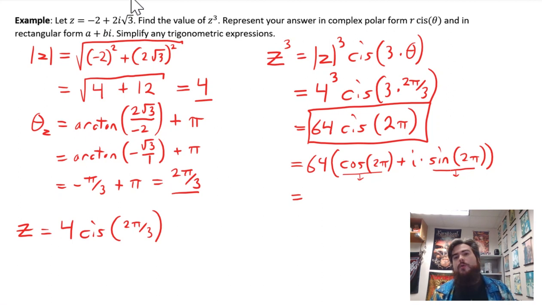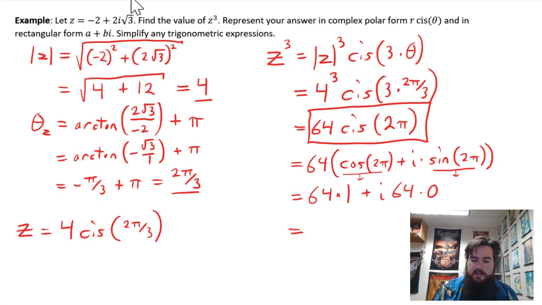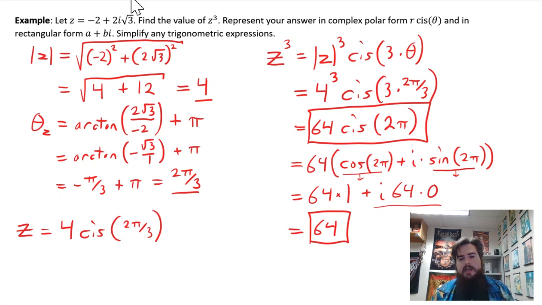Cosine of 2 pi I know would equal 1, so this would be 64 times 1. Whereas sine of 2 pi would be 0, so that's 64 times 0. Because the imaginary part of the complex number would equal 0, we just have the answer to be 64. This would be acceptable as a value in rectangular a plus bi form, but if you prefer, you can also write this as 64 plus 0i. That would also be sufficient.